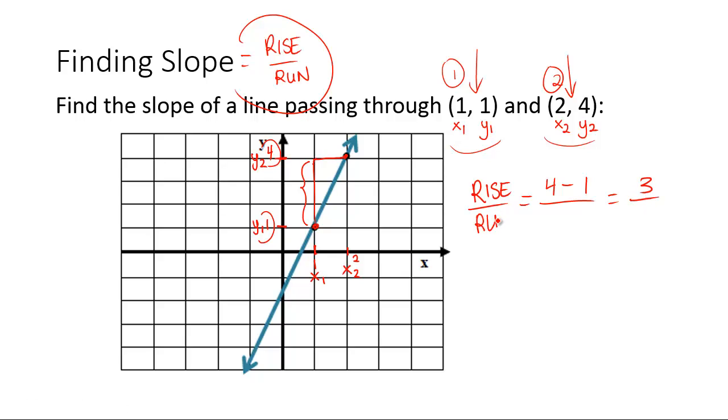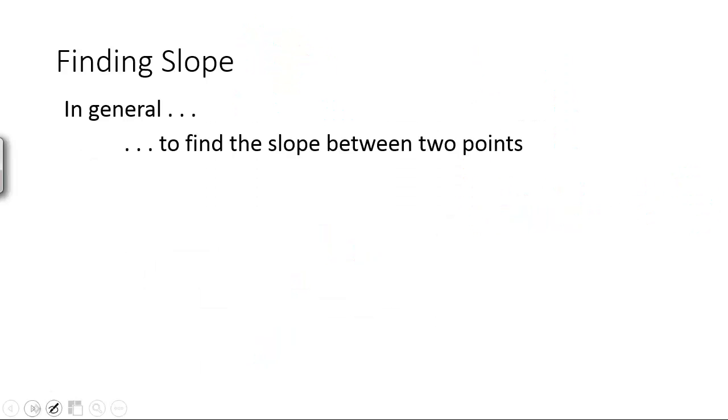How do we find our run? Well, we can similarly look at our x values to look at how far it's traveled left and right. So it's gone right by a unit of 1, and that's because it's gone from 1 to 2. So you would go 2 minus 1, giving you 1. And therefore, the ratio simplifies to 3, and so the slope is 3. Up 3 over 1.